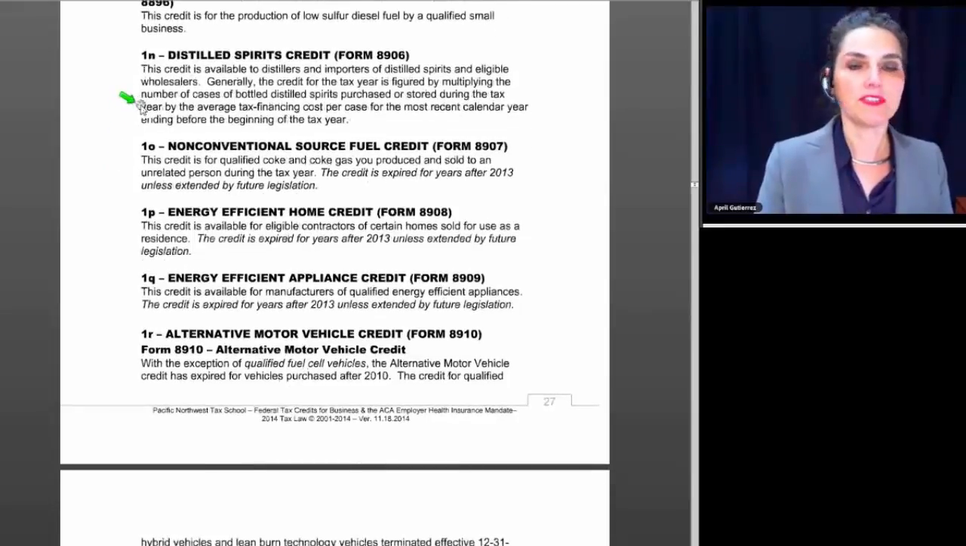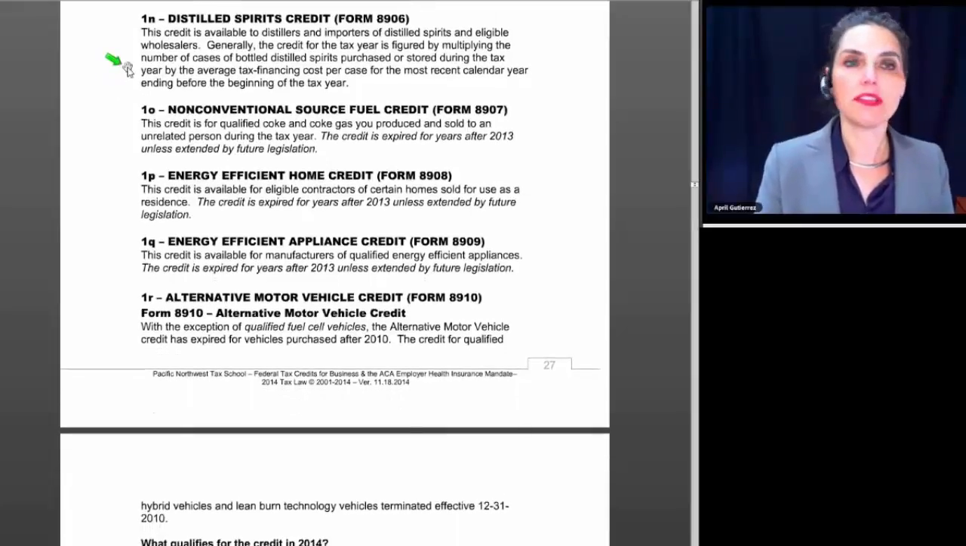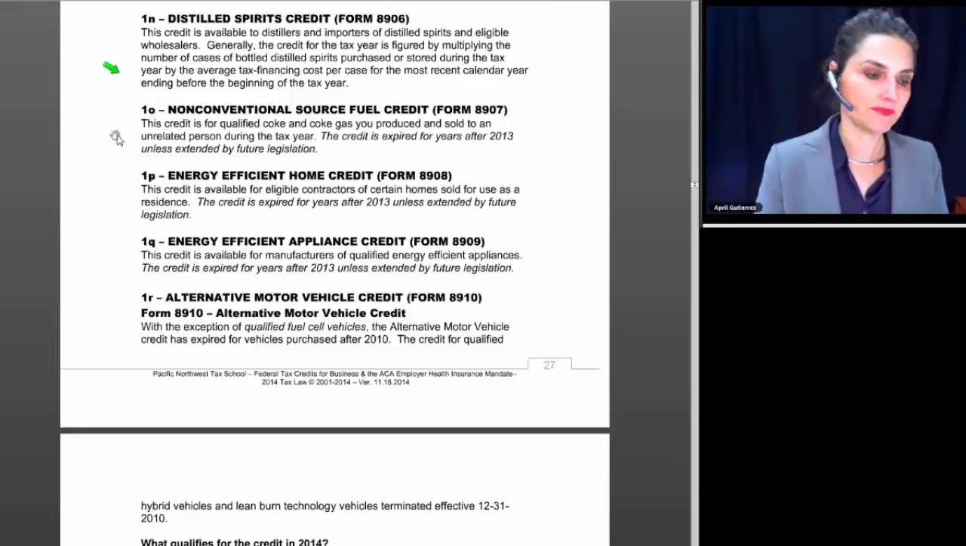We then have the distilled spirits credit. This credit is available to distillers and importers of distilled spirits and eligible wholesalers. Generally, the credit for the tax year is figured by multiplying the number of cases of bottled distilled spirits purchased or stored during the tax year by the average tax financing cost per case for the most recent calendar year ending before the beginning of the tax year.